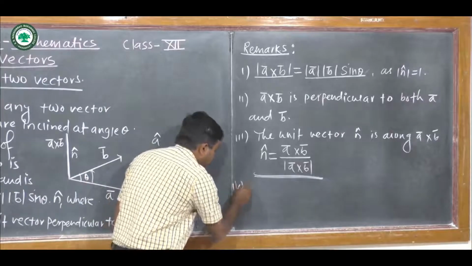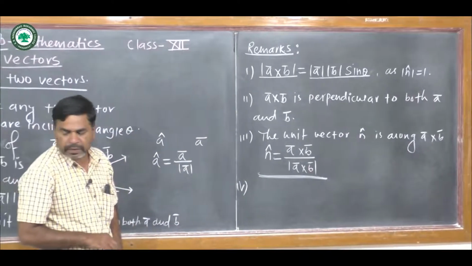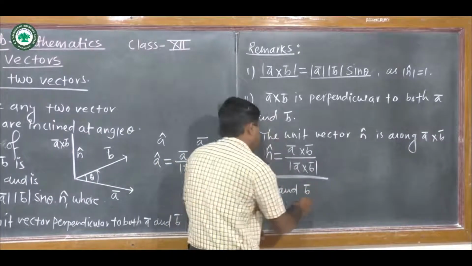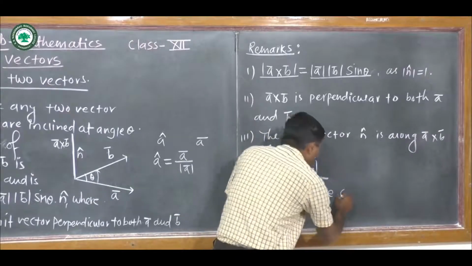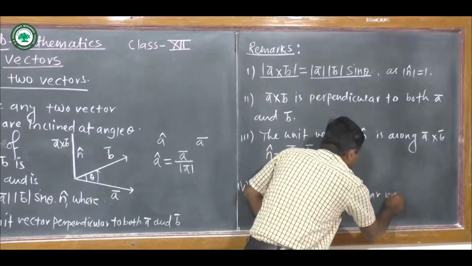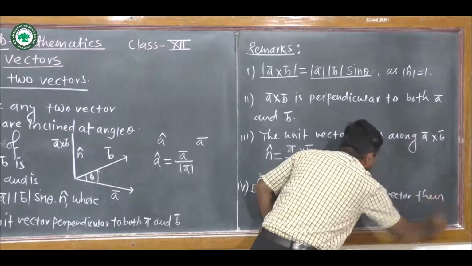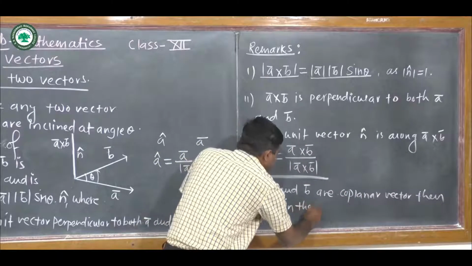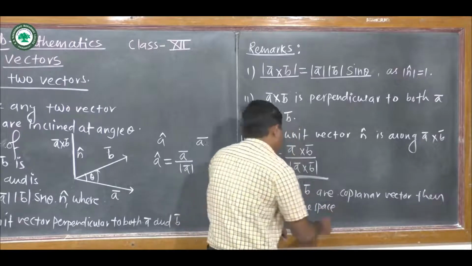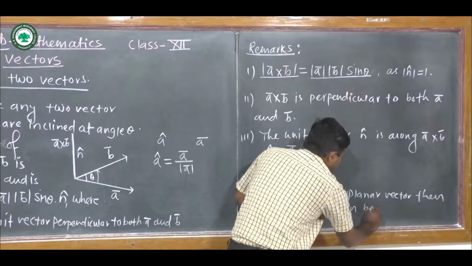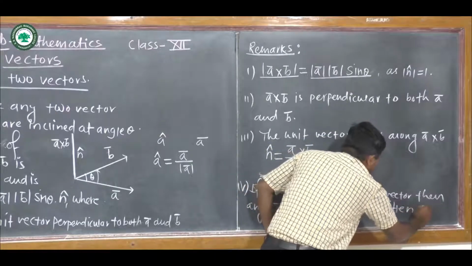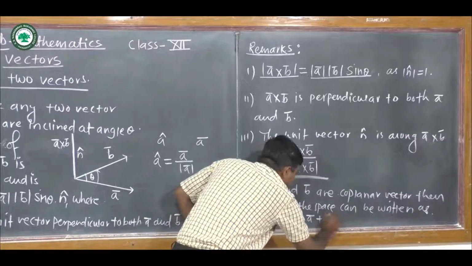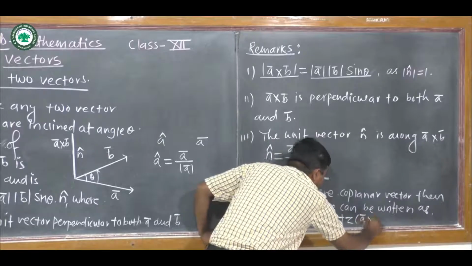Now remark number 4. If A bar and B bar are coplanar vectors, then any vector C bar in the space can be written as C bar is equal to x into A bar plus y into B bar plus z into A bar cross B bar.